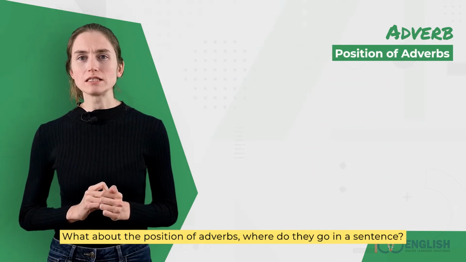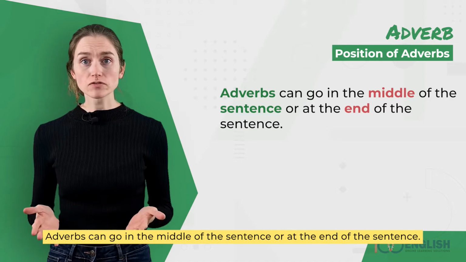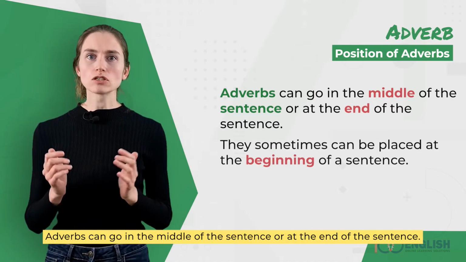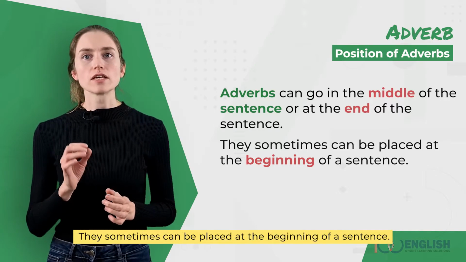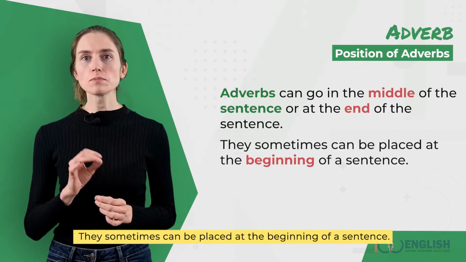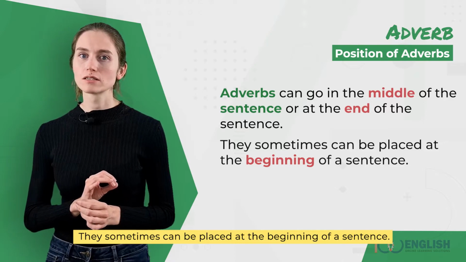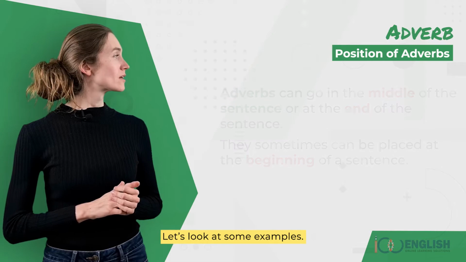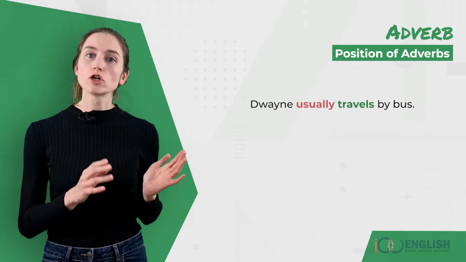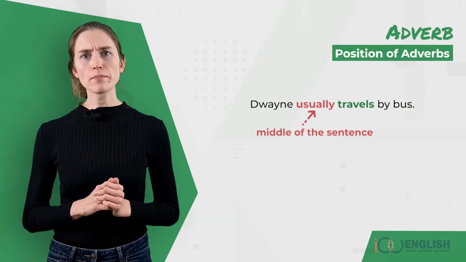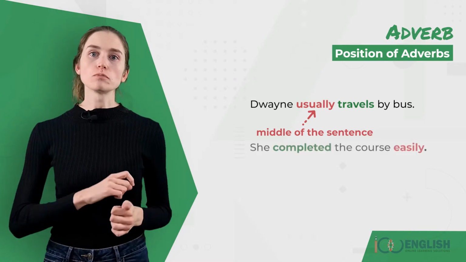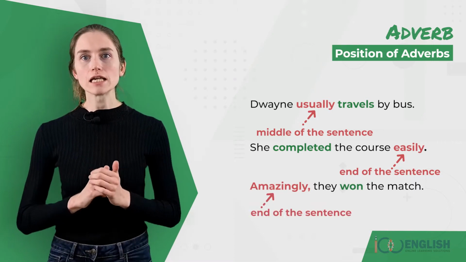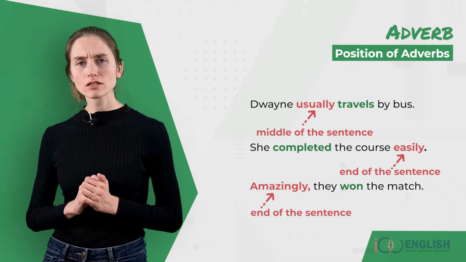Where do they go in a sentence? Adverbs can go in the middle of the sentence or at the end of the sentence. They sometimes can be placed at the beginning of a sentence. Let's look at some examples. Dwayne usually travels by bus. She completed the course easily. Amazingly, they won the match.